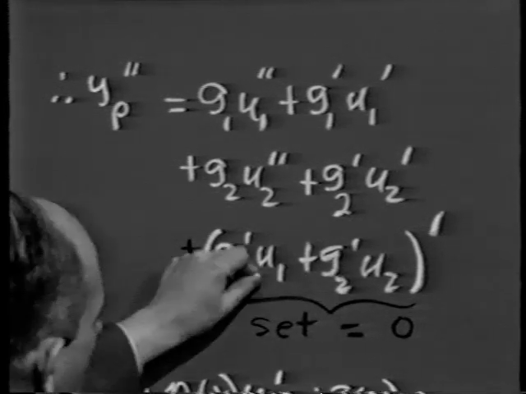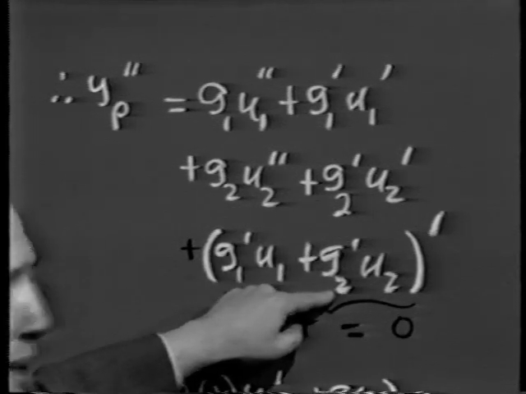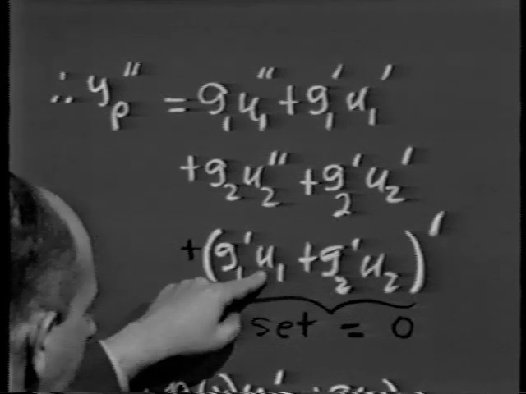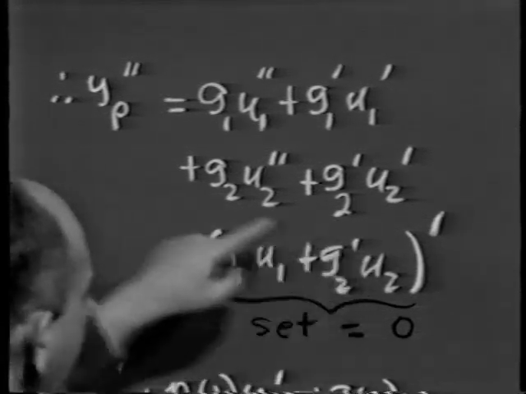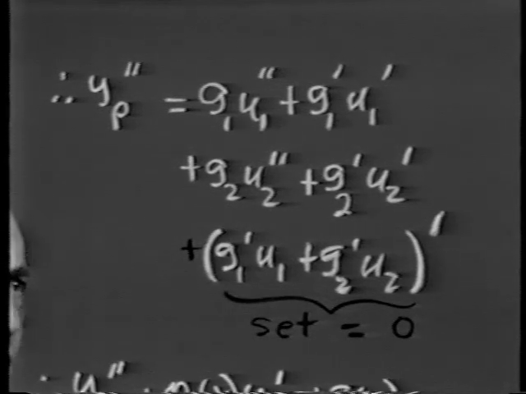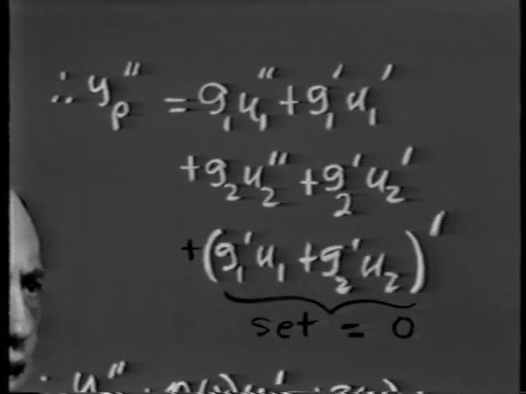You see, U1 and U2 are known functions. If I pick G2 prime at random, G2 prime is then known, U1 is then known, U2 is known. If I set this equal to 0, I can solve for the G1 prime that satisfies that equation. So I am free to impose that particular condition. So I say, okay, I will set this equal to 0.